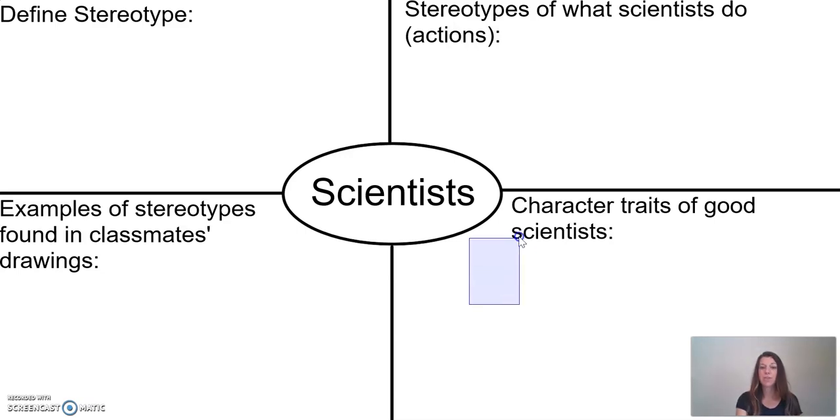So you're going to fill in this Frayer diagram on Schoology, and once you're done with it, you're going to submit that to your teacher so we can review your work.